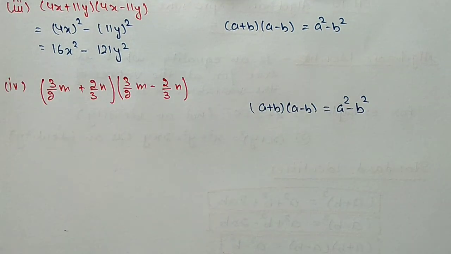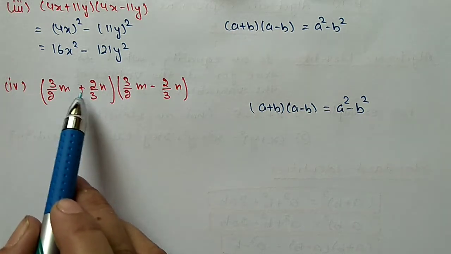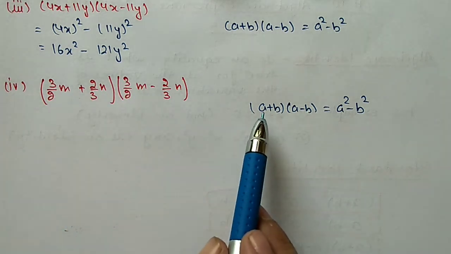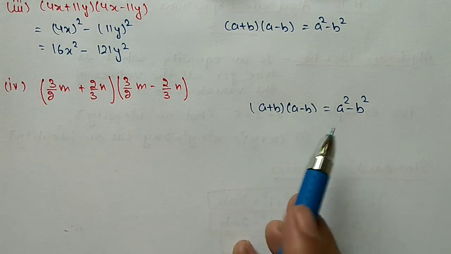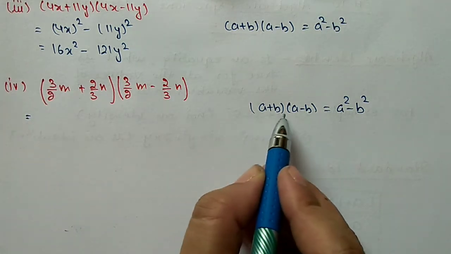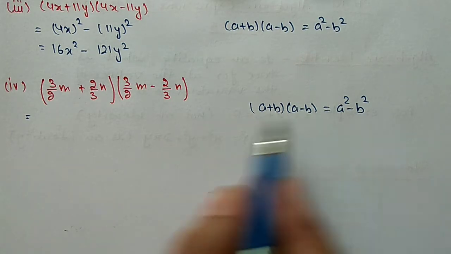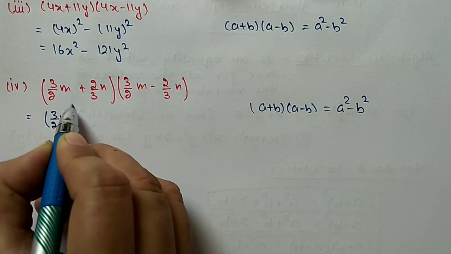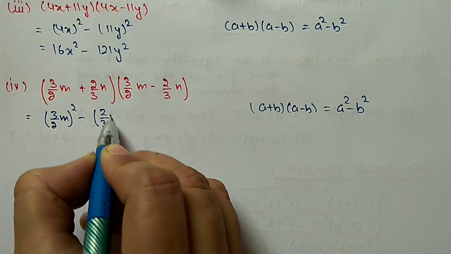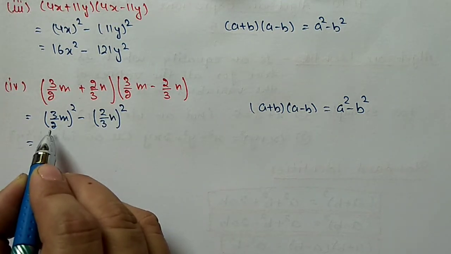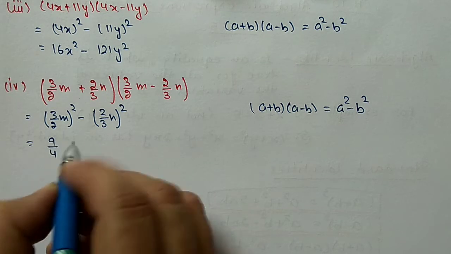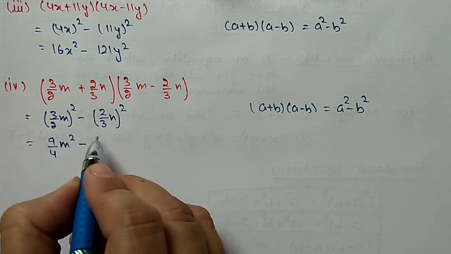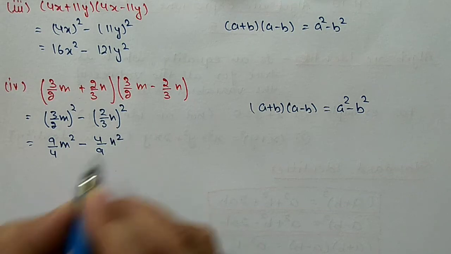Next, fourth part: (3 by 2m plus 2 by 3n), then in the second bracket (3 by 2m minus 2 by 3n). So here one bracket is having a plus symbol, another is having a minus symbol. It means we have to use the (a plus b) into (a minus b) formula. So (a plus b) into (a minus b) is equal to a square minus b square. Here a value is 3 by 2m, a square (3 by 2m) square minus (2 by 3n) square. So (3 by 2) square will be 9 by 4 m square and this will be 4 by 9 n square.